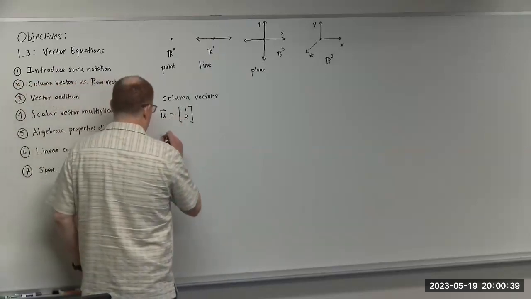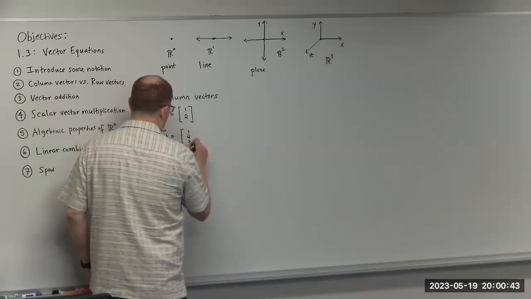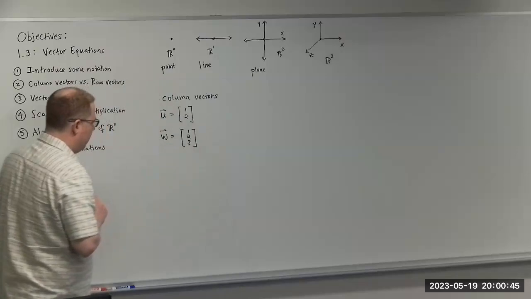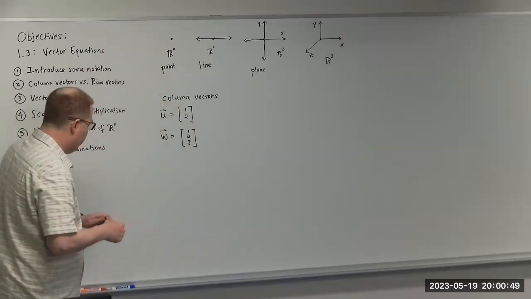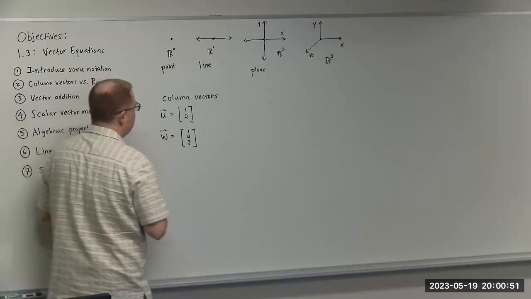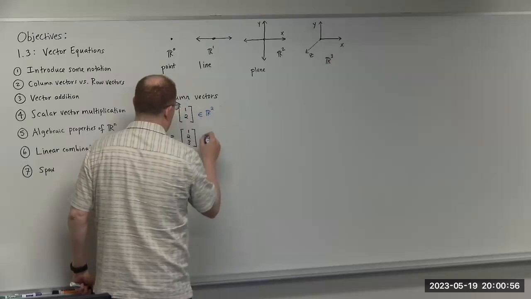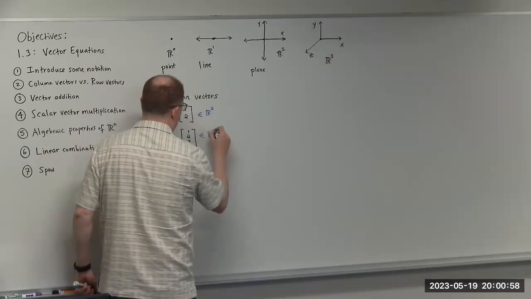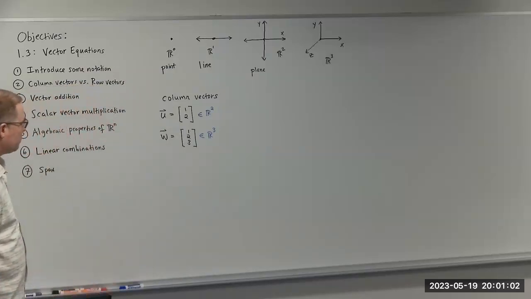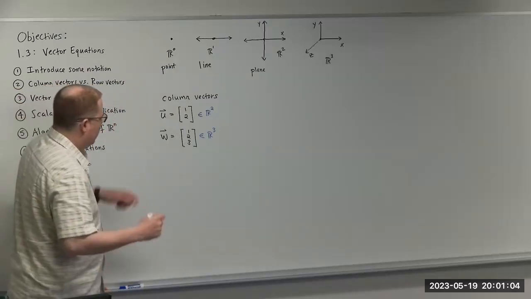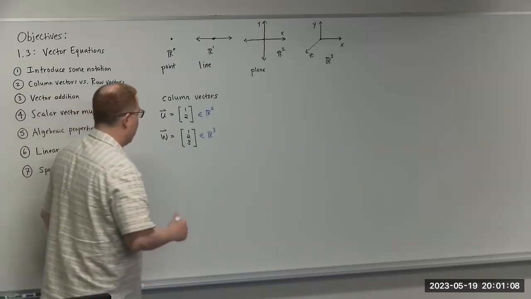Here's another example. We can have (1, 2, 3). So u lives in the plane, and w lives in R^3. All right, now let's look at these in terms of row vectors.